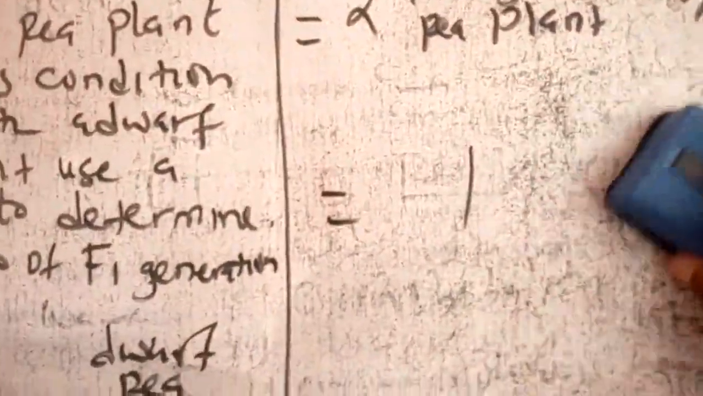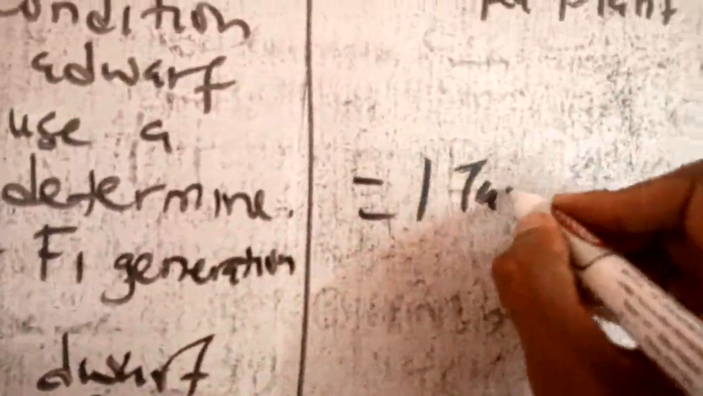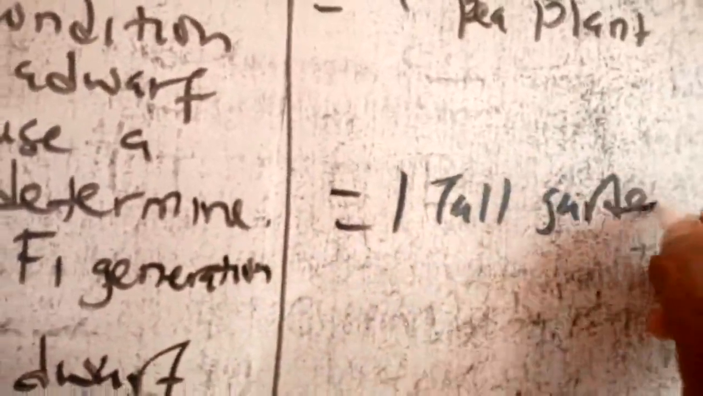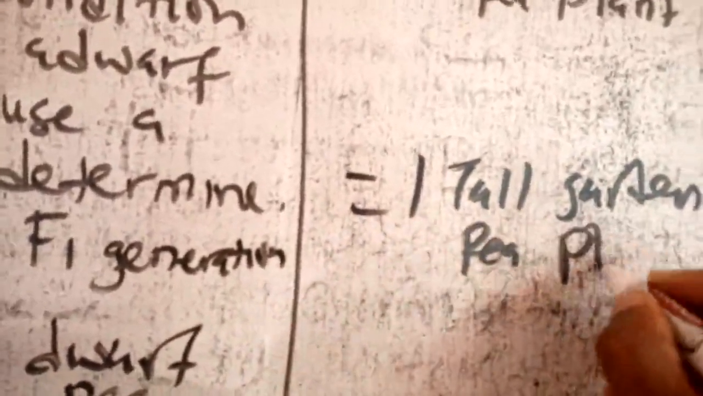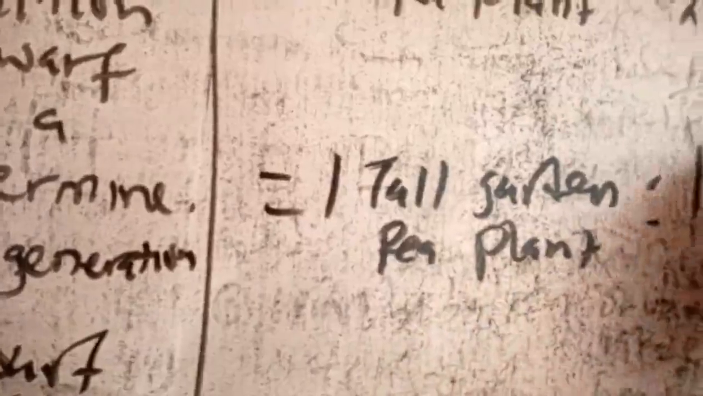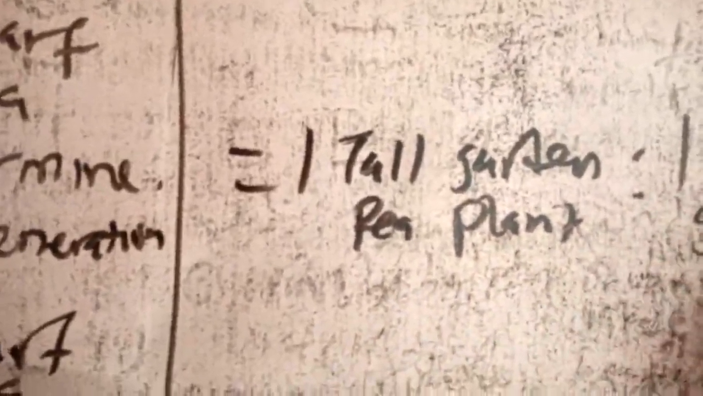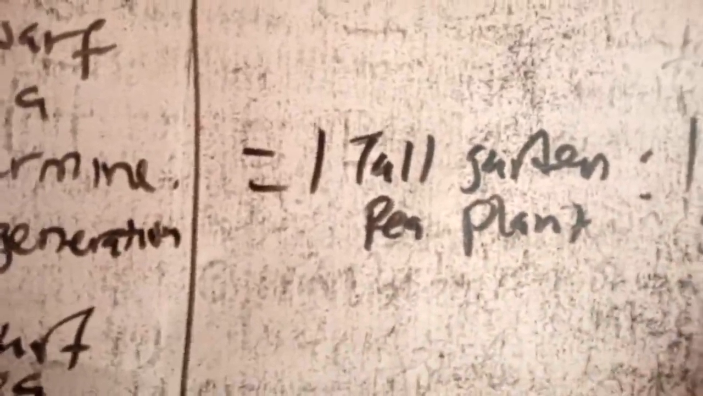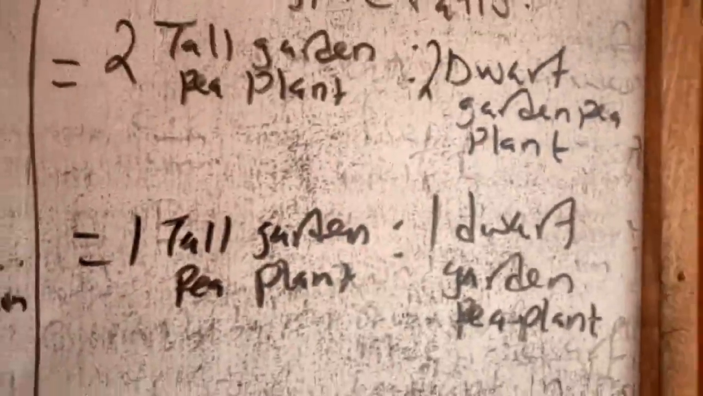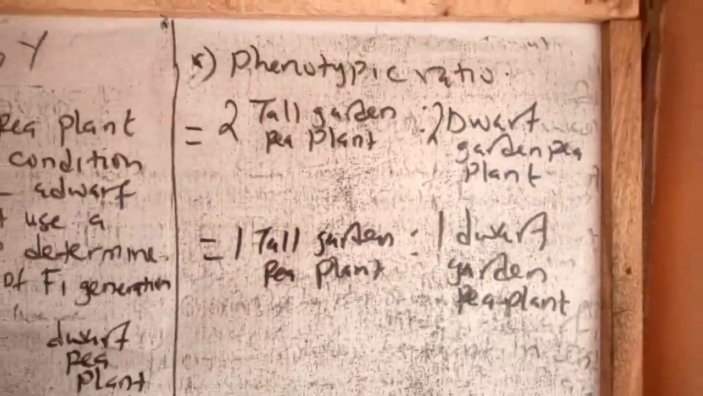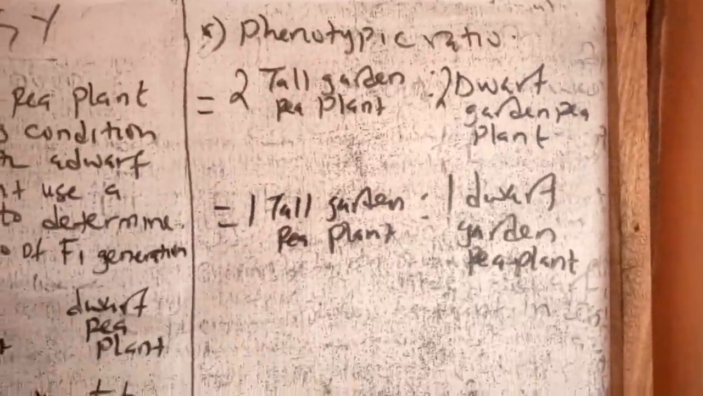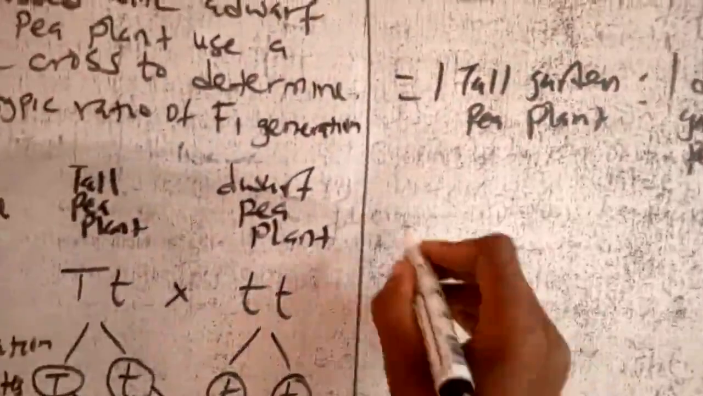You can write it as we had written, 1 tall. If you simplify, you will get 1 tall garden pea plant is to 1 dwarf garden pea plant. And as far as that question is concerned, as far as the phenotype is concerned, you're supposed to get that answer. What about the second one?